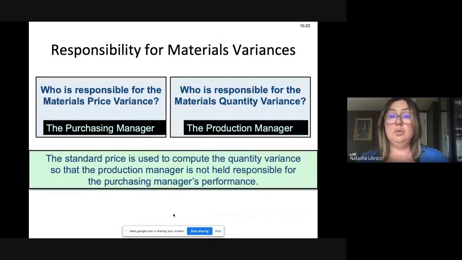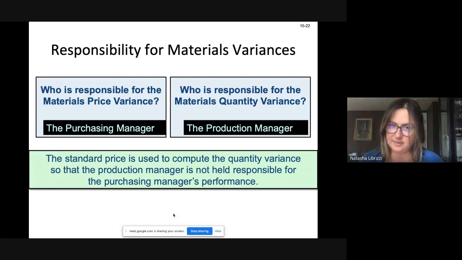So who do we go to deal with? We're going to pat the purchasing manager on the back and say, great job, you negotiated 10 cents less per kilo. So material price variance is the purchasing manager's, and he gets rewarded. Who is responsible for material quantity variance? The production manager. The production manager is going to be talked to. Why are we using 10 kilos more? And in this case, it's $5 per kilo.